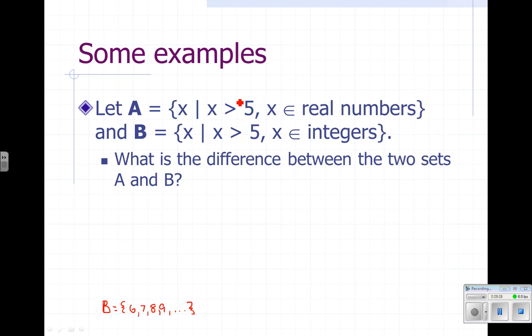Because if we talk about numbers that are greater than 5, well, we could mean 5.0001. We could mean 5.73. We could mean 5.21. We could mean 6, but we could also mean 10.17189743, an irrational number, right? There's all kinds of numbers that fall in this set of real numbers, so it's impossible to list A. So A cannot be listed.